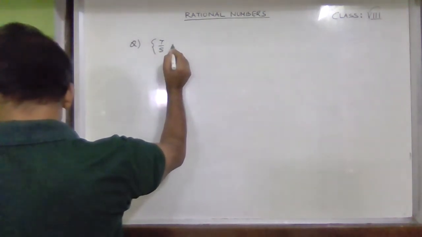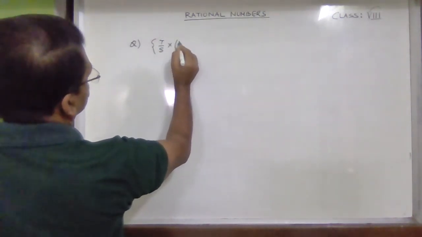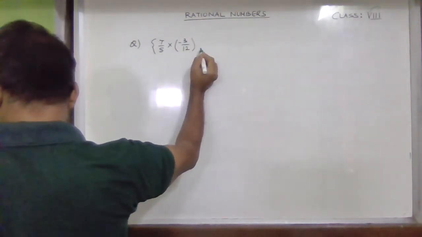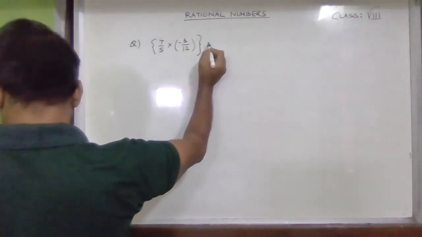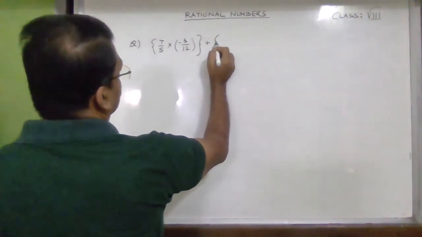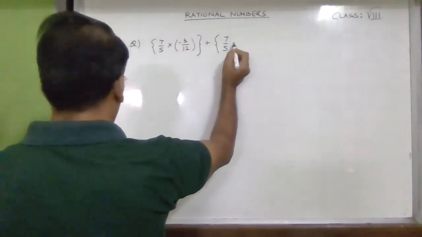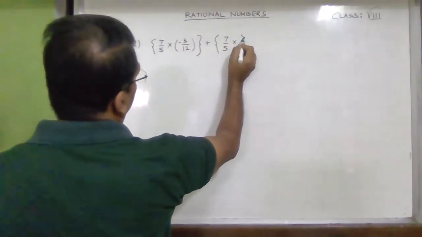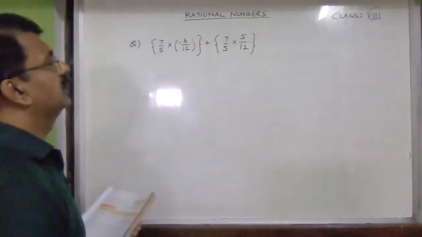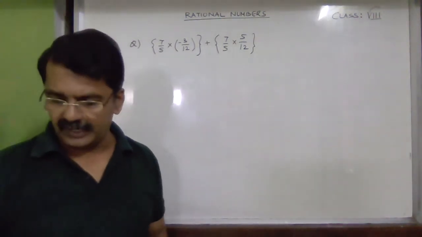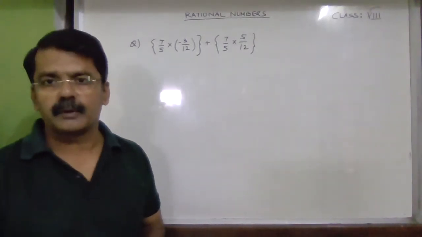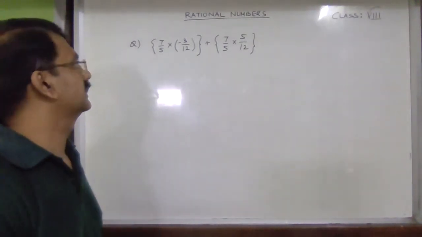7/5 into -3/12 plus 7/5 into 5/12. Now you have to simplify it using some property of rational numbers.